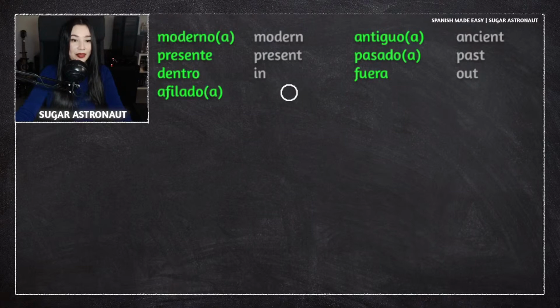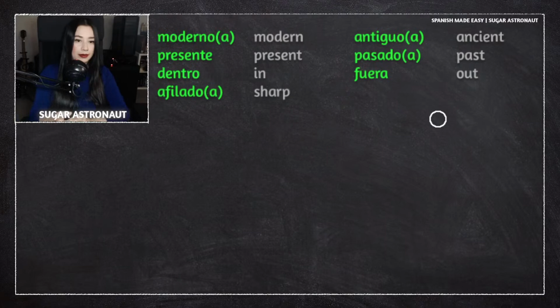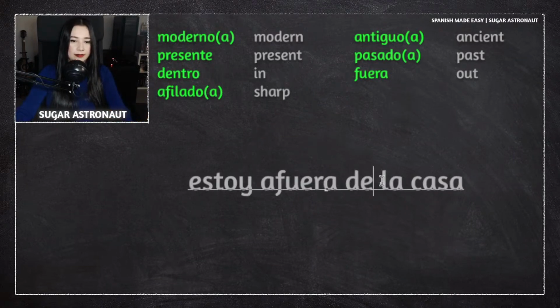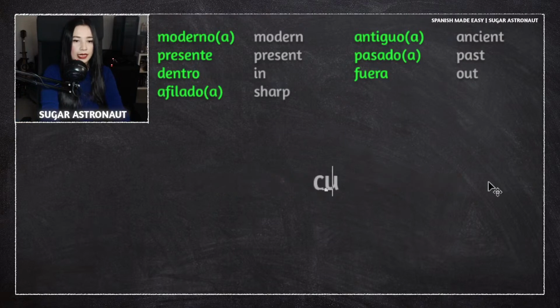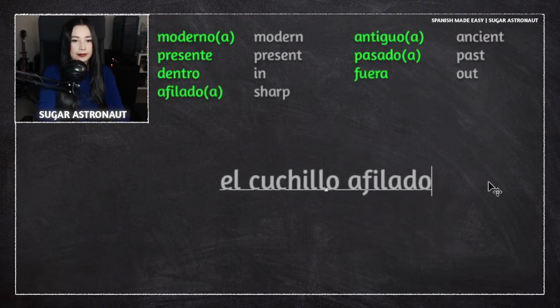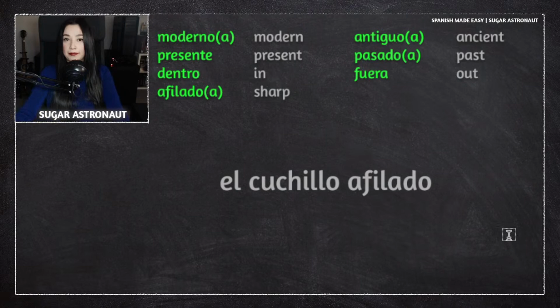Afilado. What does this mean? Afilado or afilada. That means sharp. When something is sharp, like for example, if we're talking about a knife, a sharp knife, un cuchillo afilado. Okay? El cuchillo, that means knife, afilado, the sharp knife. El cuchillo afilado.